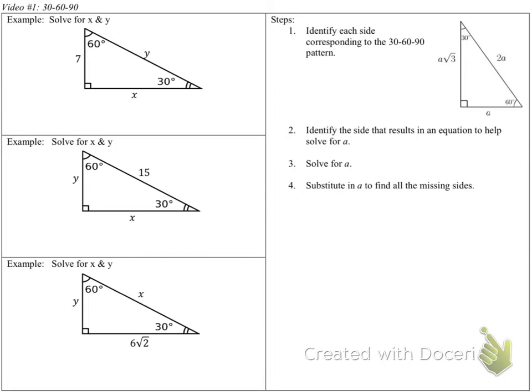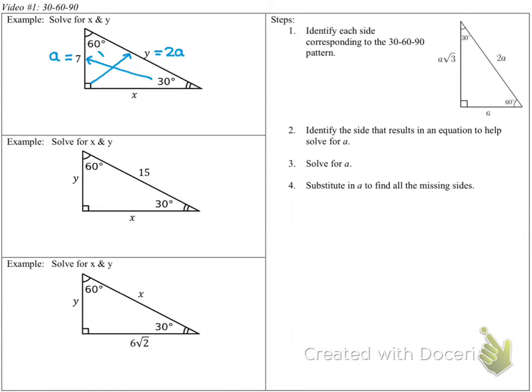So what we're going to do is start at the smallest angle first, which in this case is the 30-degree angle. Go straight across to the opposite side. We're going to identify that as lowercase a. Start from the box, which is the largest angle. Go across and identify that as 2a using the pattern that we already established in class.